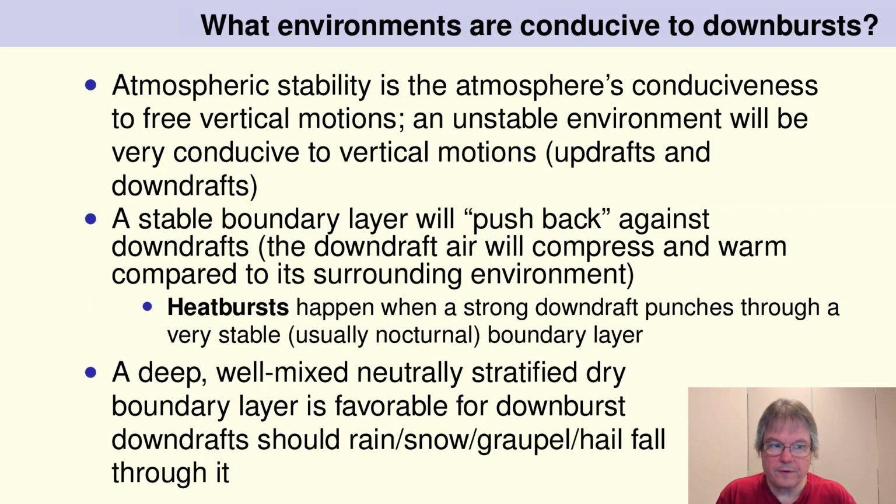So the types of environments that are conducive to downbursts basically are the types of environments that are conducive to free vertical motion. So you want the atmosphere to allow free vertical motions to occur without a whole lot of work. If you have an unstable environment, okay, you're talking about the environment, think of the type of environment the storm's going to occur in. If it's unstable, it doesn't take much to kick off a storm, and the atmosphere isn't going to slow down your downdrafts as they encounter the ground.